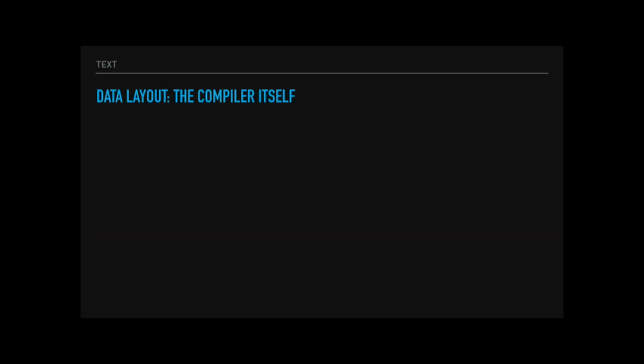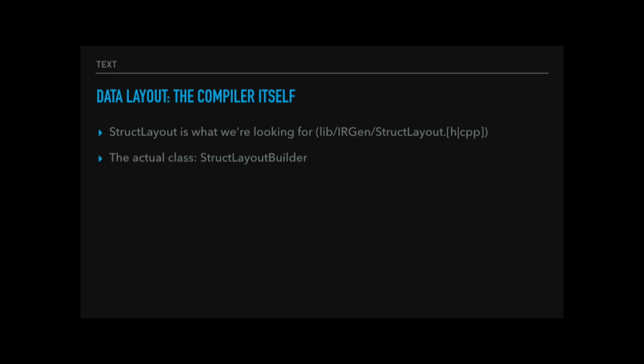All right, well, we've investigated the compiler artifacts. So what about the compiler itself? Well, there's this file called struct layout, which probably controls the data layout. I'm not going to pull it up in the interest of time and also your eyeballs. Instead, what I'm going to say is this is public on GitHub. You can go read it. You can go search it. The actual class that does the building of the layouts for structs is called struct layout builder.